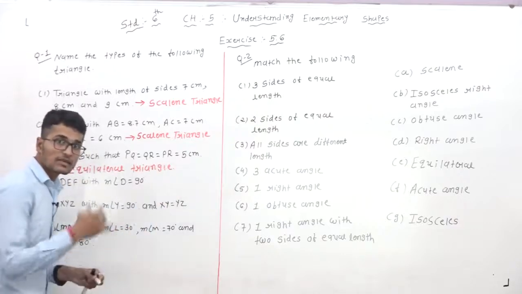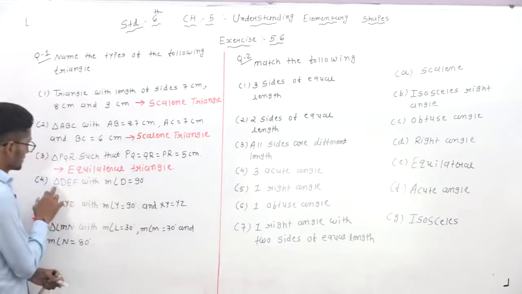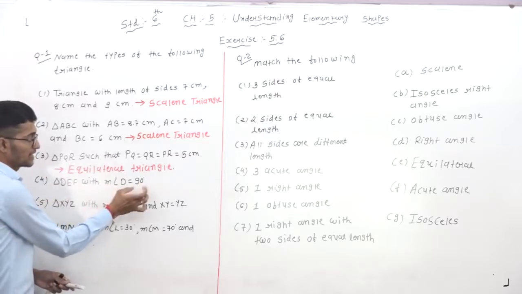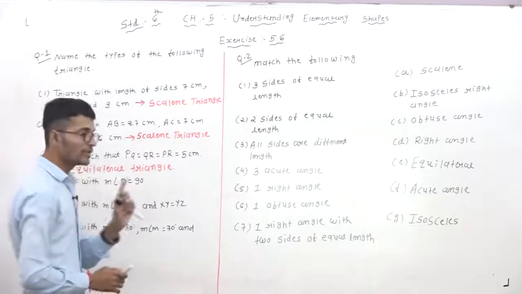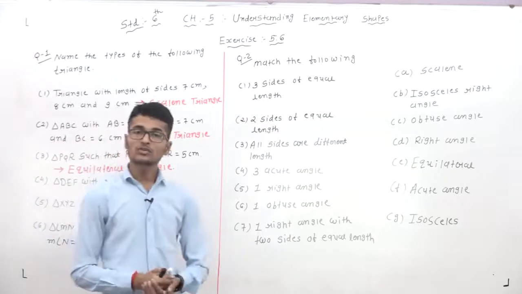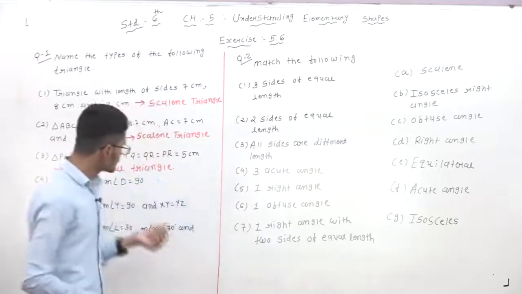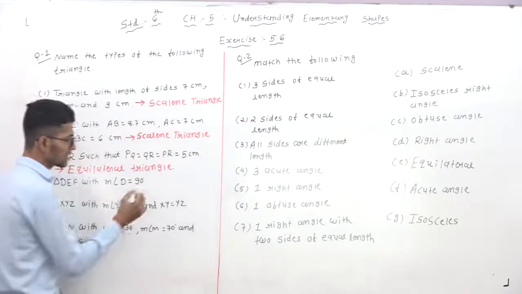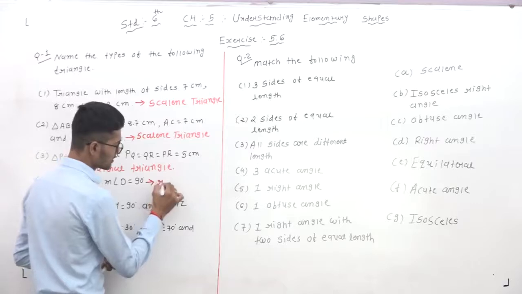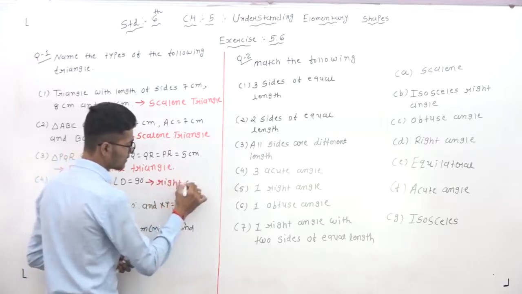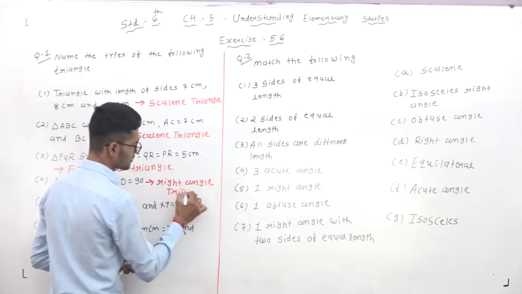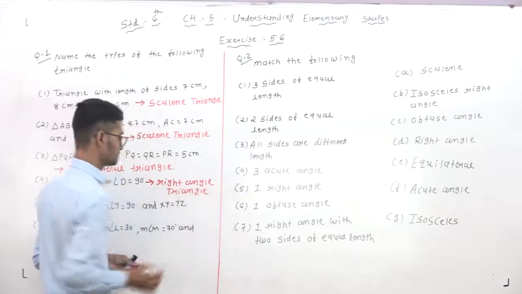Understand? Clear? Next one, triangle DEF with measure angle D is equal to 90 degree. Here dear students, only one angle is given. The measurement of this angle is 90 degree. The 90 degree angle is called which type of the triangle? Yes, right angle triangle. So this one is the right angle triangle.